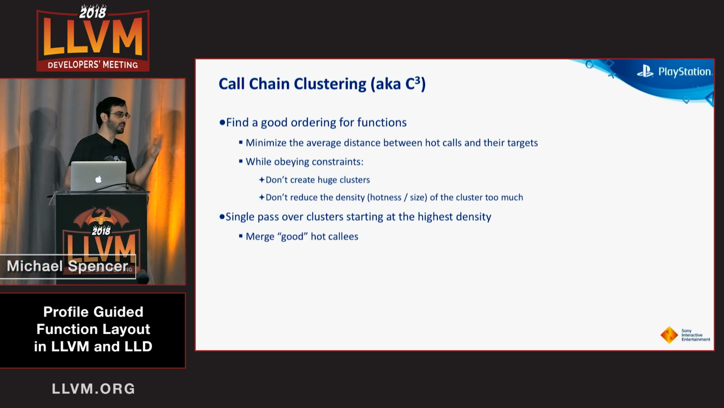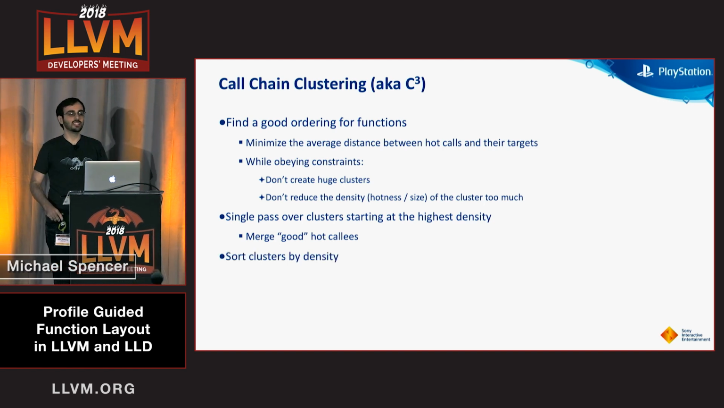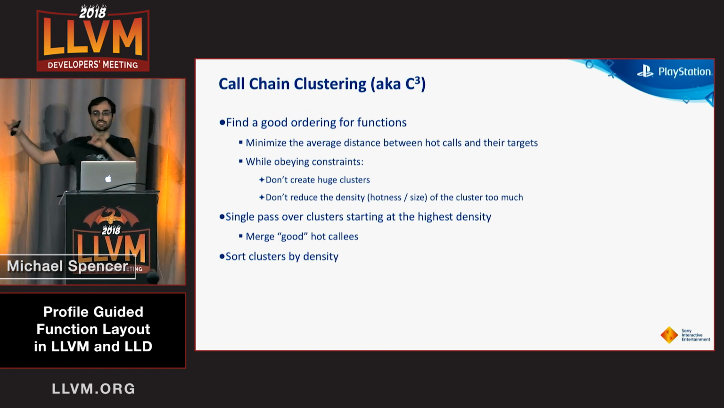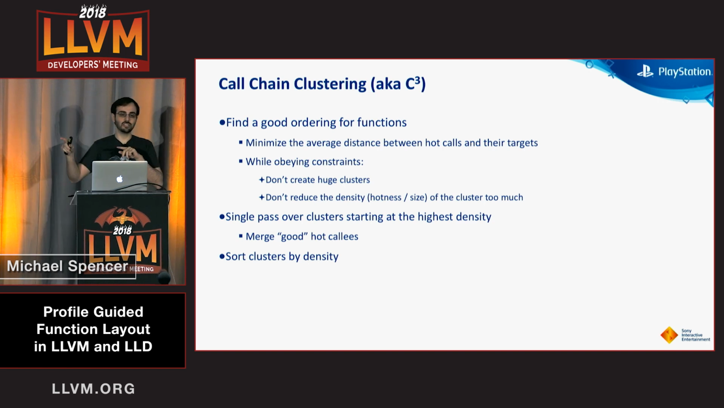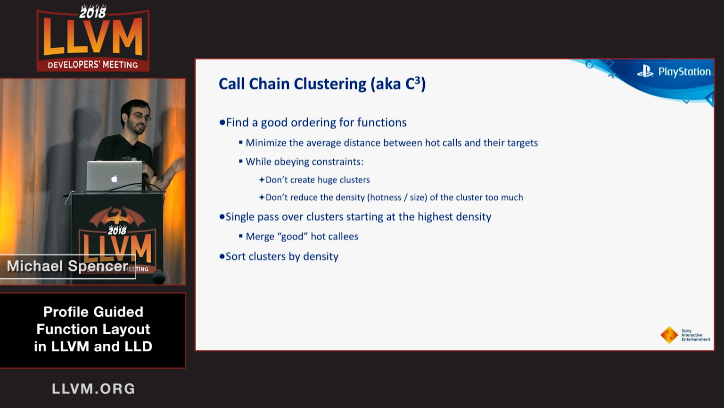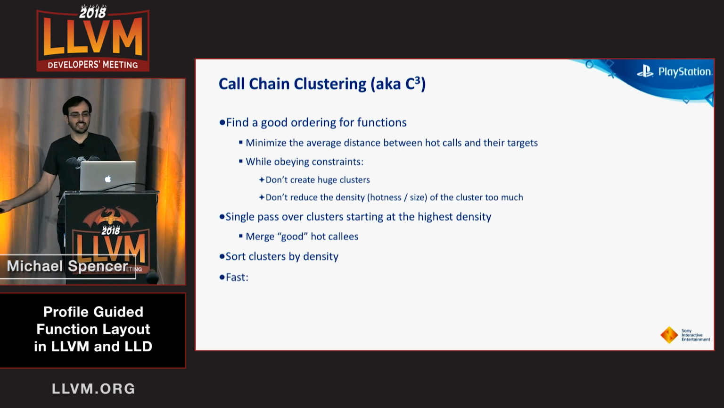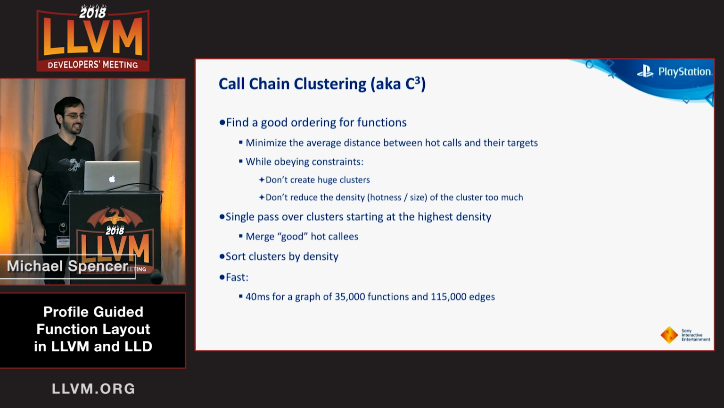If they don't, we'll look for other places to merge them into. We then sort all the clusters by density. So instead of having a bunch of different sections, we now have clusters of connected calls, and we also take all the hot code and shove it to one side. Now this algorithm is actually pretty fast. It takes about 40 milliseconds for a graph of 35,000 functions and 115,000 edges.